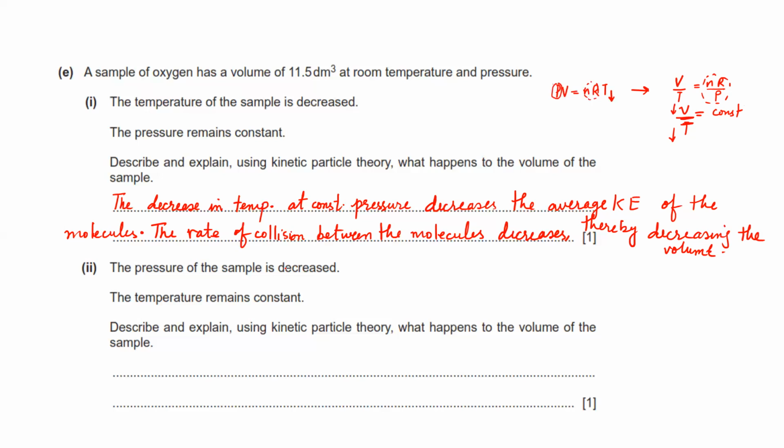Then part 2, it says the pressure of the sample is decreased, the temperature remains constant. So again, PV equals nRT. This part remains constant, so PV equals constant. If we decrease the pressure and keep PV constant, what happens to the volume? Again, describe and explain using kinetic particle theory. If pressure is decreased, we have to keep this product constant, so volume will increase. So remember, the volume of the sample will increase.